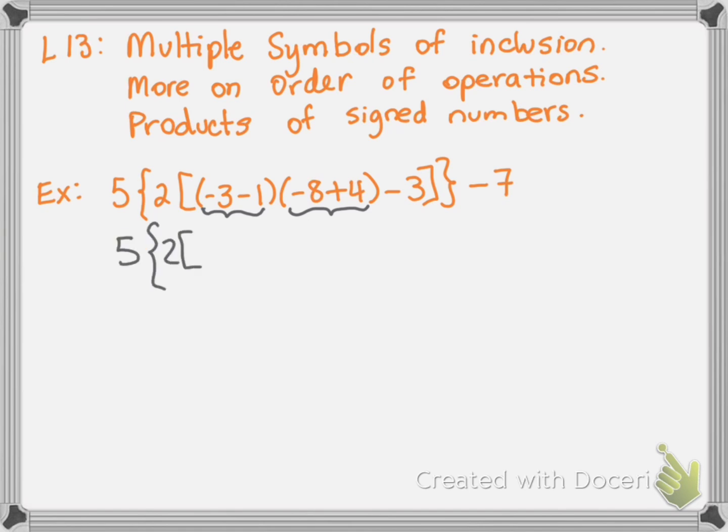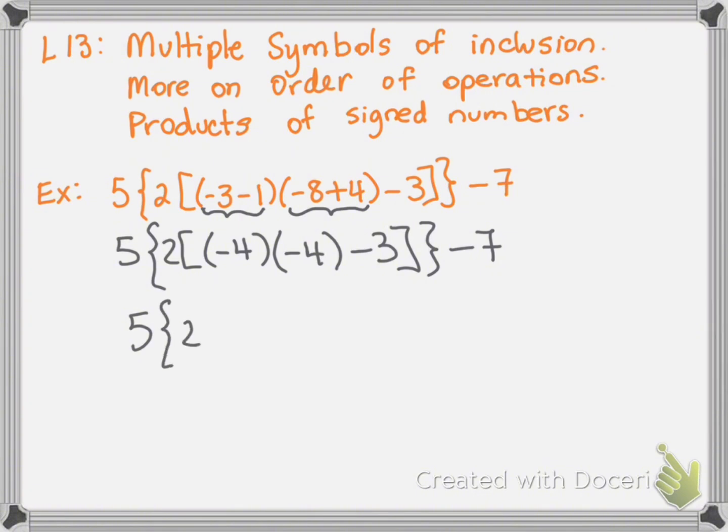Notice I'm not touching the braces or the brackets, and I'm just going to simplify the parentheses. So -3 minus 1 is -4, and -8 plus 4 is -4 as well. Then we have the -3, the brackets, the braces, and the -7 outside. Then we're going to do the brackets. Notice that the next step is the brackets, whatever is inside of these brackets. So we do the multiplication. -4 times -4 is positive 16 minus 3. We're not done. We still have to do that bracket. 16 minus 3 is 13.